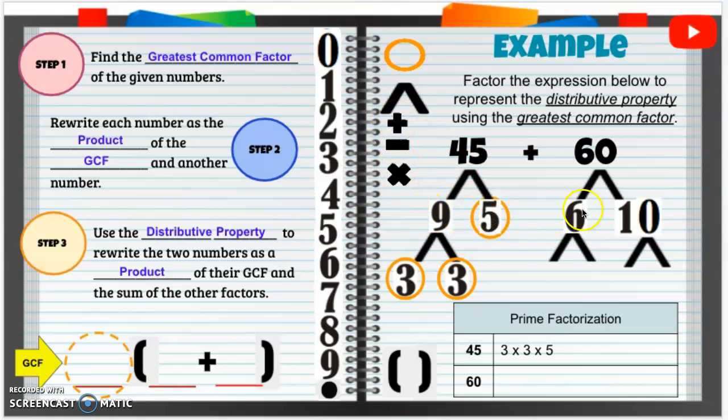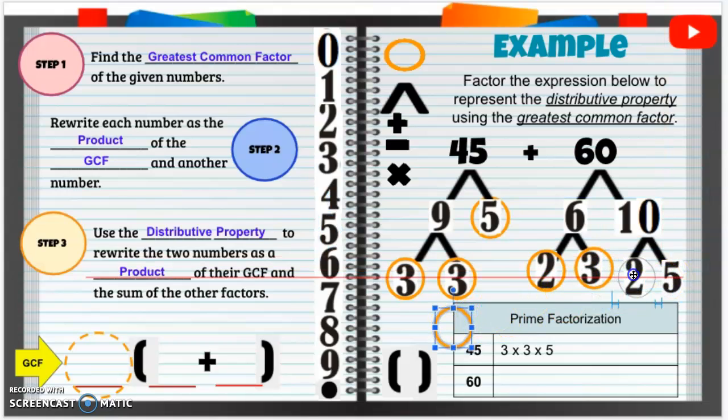All right, so 6. What times what equals 6? 2 times 3, not 3 times 3. Remember, 2 times 3. 3 times 3 is 9. So now 2 is a prime number, so I'm going to circle it because the only two factors are 1 and itself. Same thing with 3. That's a prime number, so we're going to circle it. How about 10? What times what equals 10? 2 times 5 equals 10. Is 2 a prime number? Yes, it is. So I'm going to circle that because the only two factors are 1 and itself. Same thing with that 5.